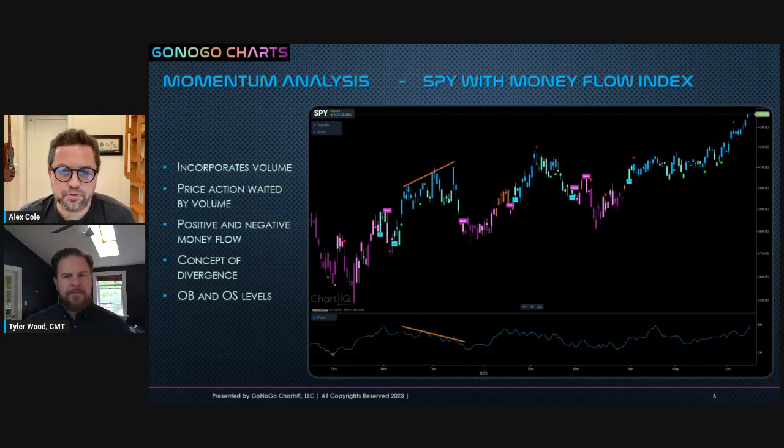Now, we also can draw overbought and oversold levels on here, but we have to be careful because we are going to bring in that subjectivity once again.